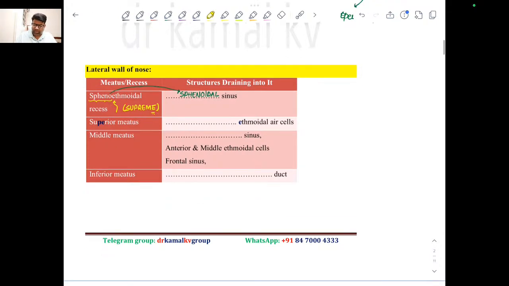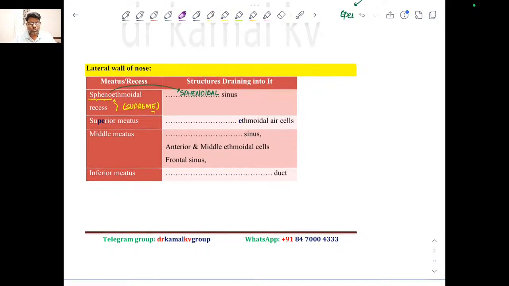Very good. Now coming to superior meatus. Here you can remember this PE. This PE will help you in remembering P for posterior, E for ethmoidal, right? So in superior meatus, what is opening? Posterior ethmoidal air cells. So superior meatus, posterior ethmoidal.